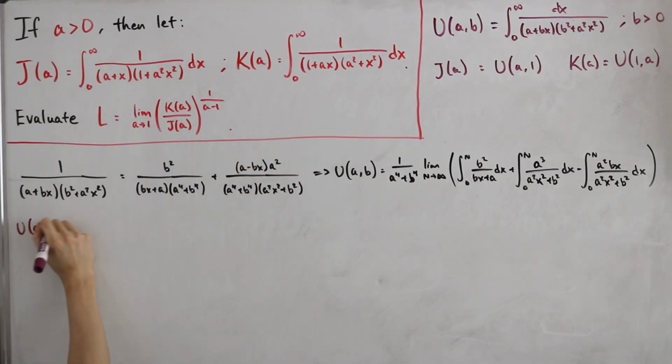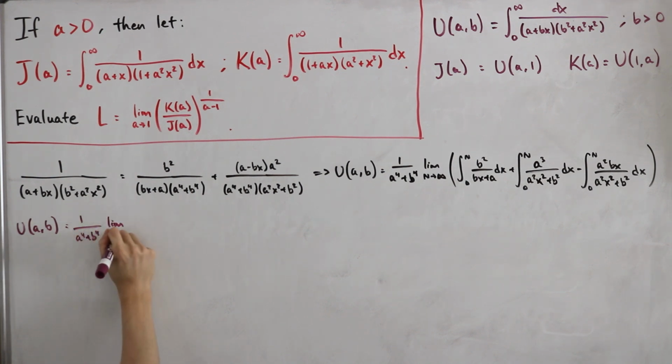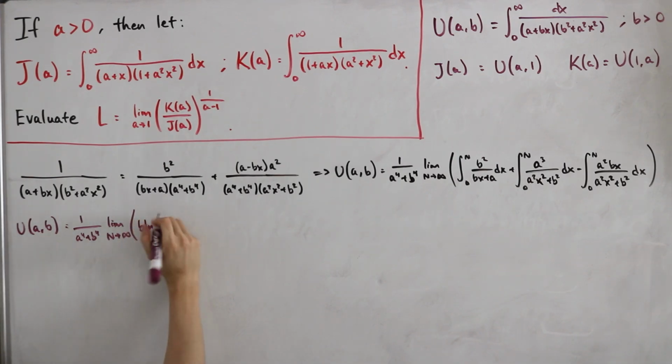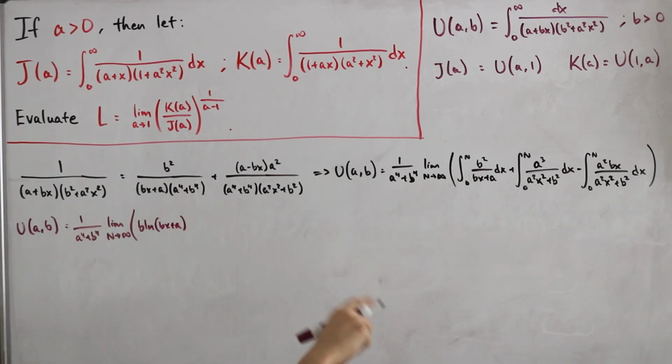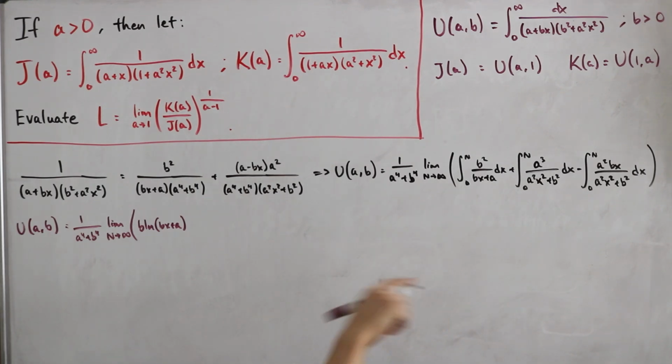To reevaluate u of a comma b so far, that's going to lead us with, let's see, we still have our constant 1 divided by a to the power 4 plus b to the power 4. Of course we haven't taken the limit yet, so N approaches infinity. In here, our first integral, if you calculate its definite integral, we're going to get b ln of bx plus a. I'll leave space at the end to write our bounds from 0 to N in just a sec. I just want to put everything together since all three integrals are evaluated at the same bounds, so I'll put it together as one.